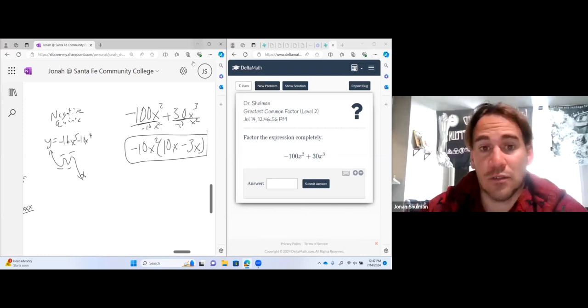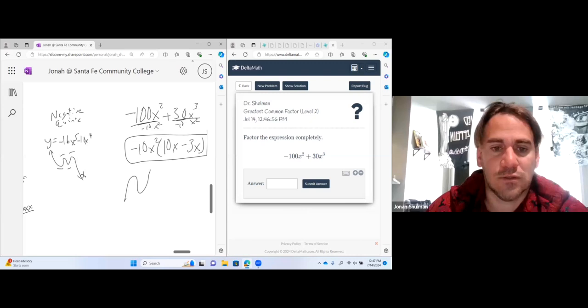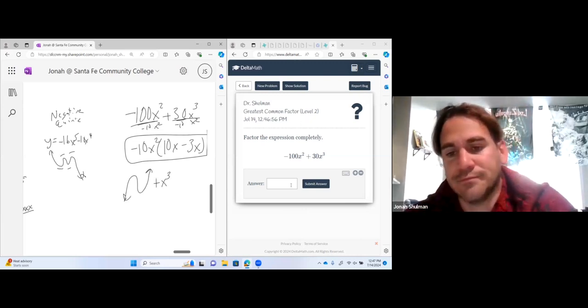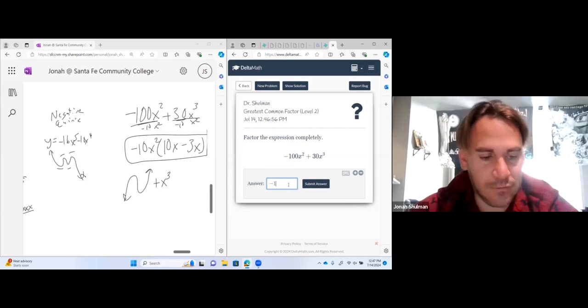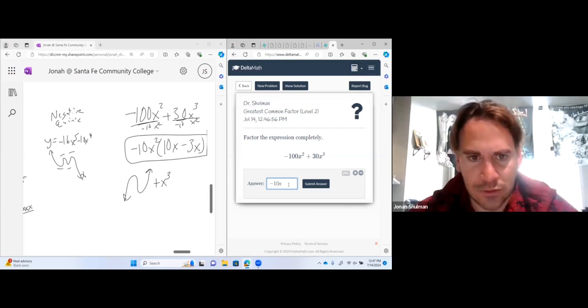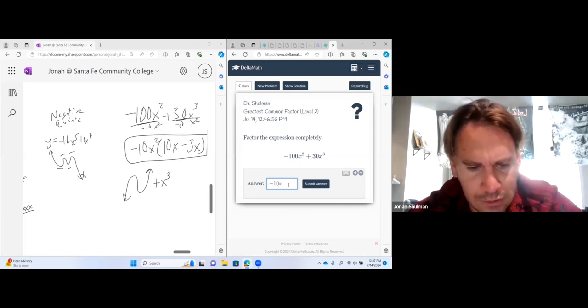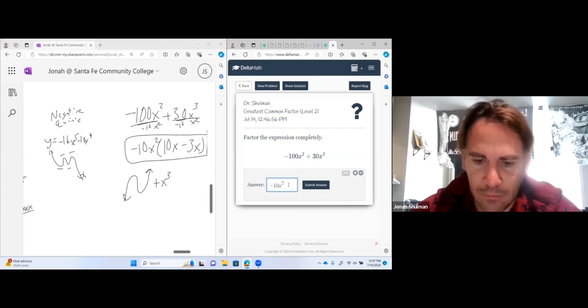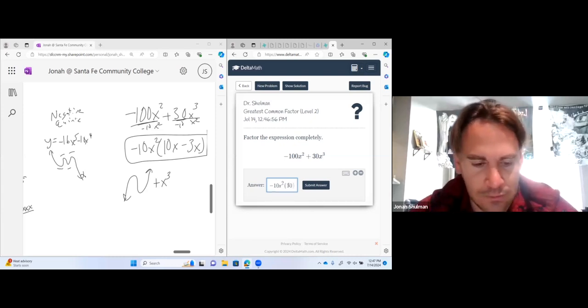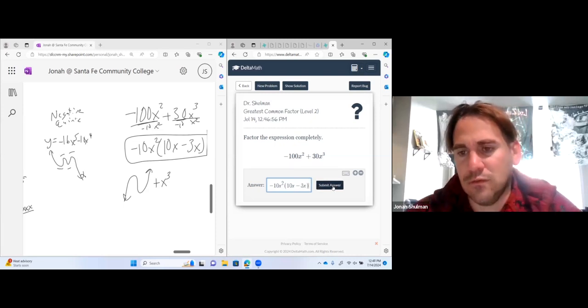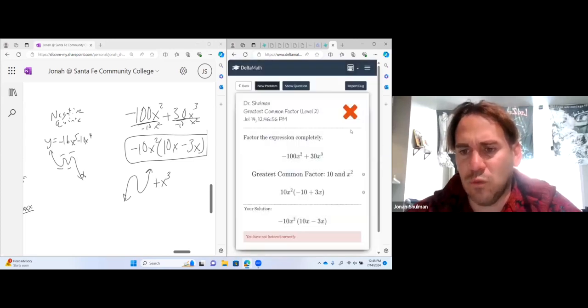This is a positive cubic, so this one looks like this. It's a positive x cubed graph. Negative 10x squared, parentheses, 10x minus 3x. And we did it. We did the fancy factor. Wow.